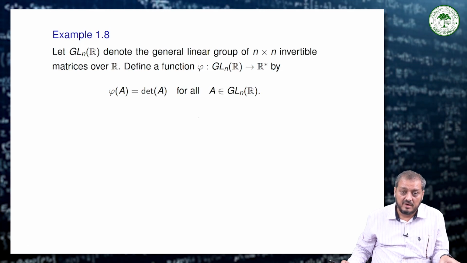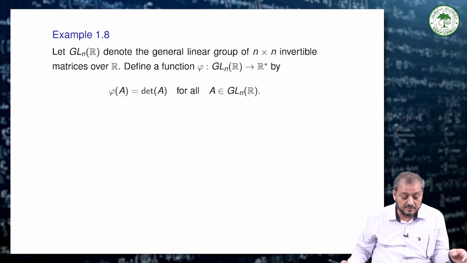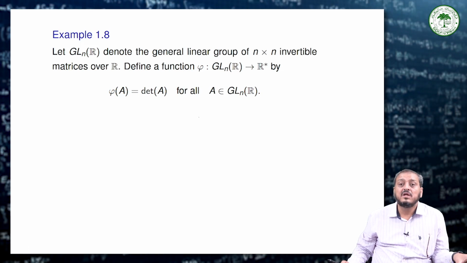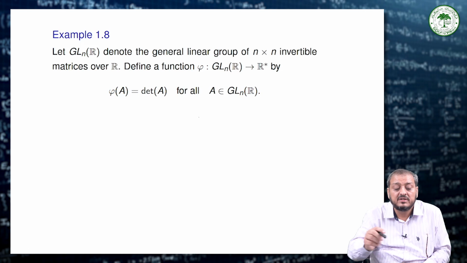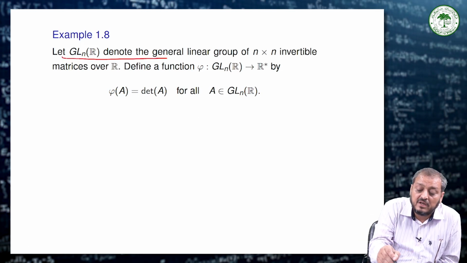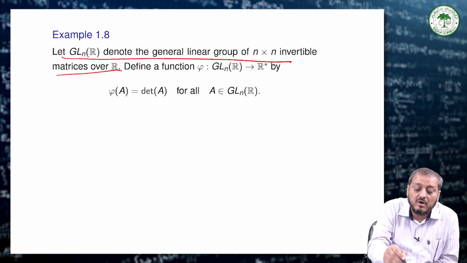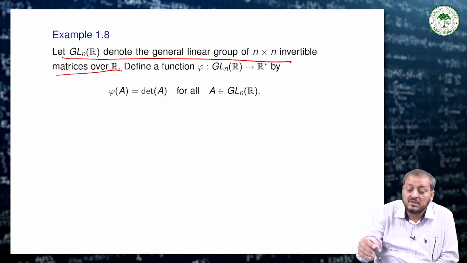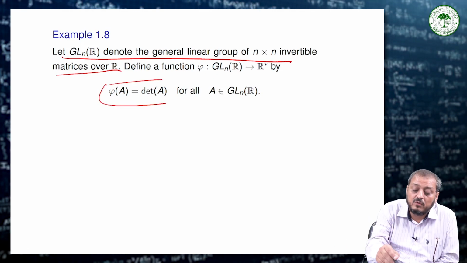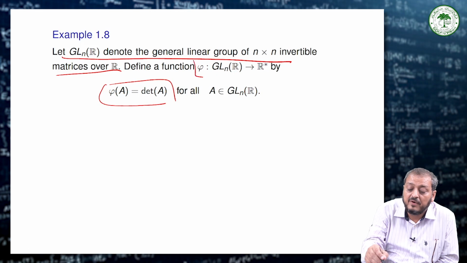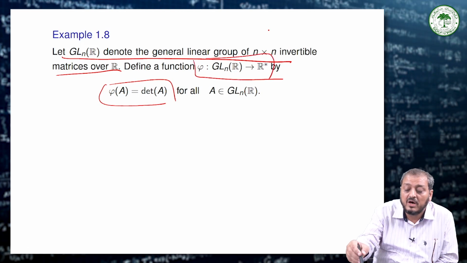Okay, so now I take another very interesting example, the general linear group. You know that GL_n(R) is the general linear group of n by n invertible matrices, and then we take this map phi from GL_n(R) to R star.